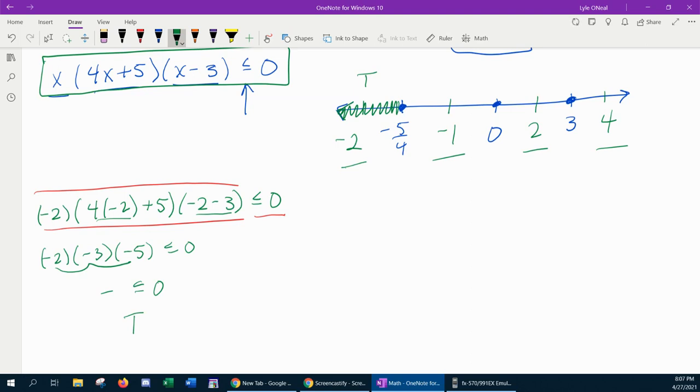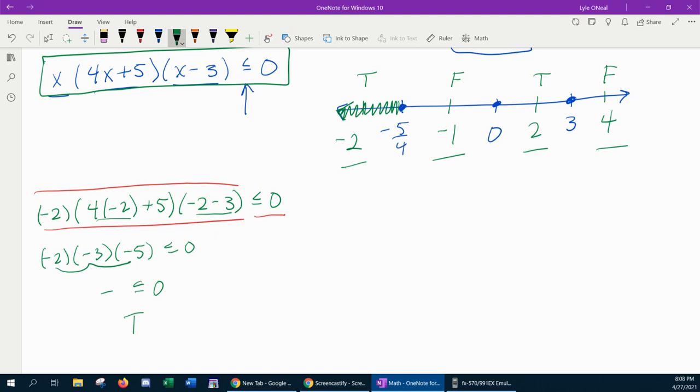Now, normally these regions will alternate. So I'm going to go ahead and assume that this will be false, this will be true, and this will be false. But it's not 100% guarantee that they alternate. But most of the time they do. So I am going to go ahead and do the work to show that it is going to alternate.